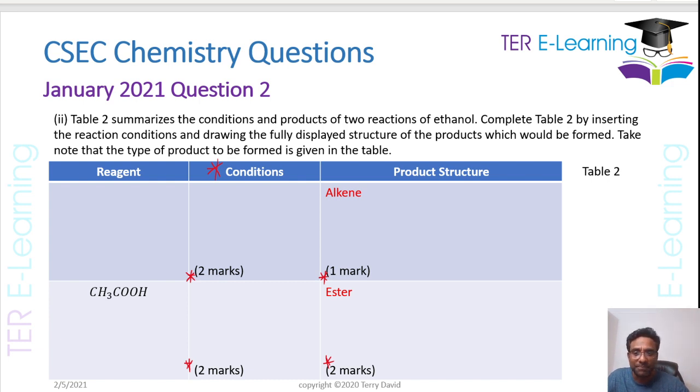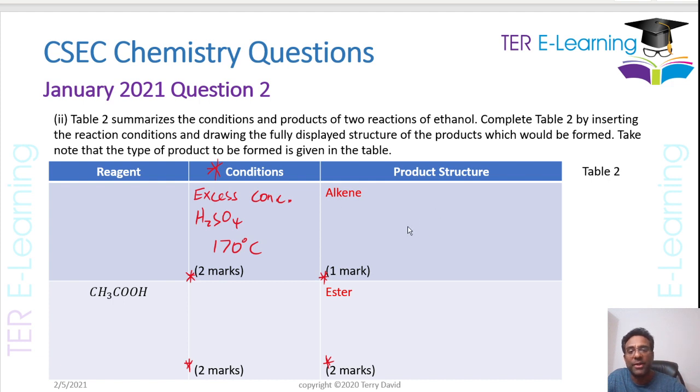Now, here's what we need to do. Our conditions for this reaction are excess, right? Concentrated, you need to put this, concentrated sulfuric acid, right? So it's concentrated sulfuric acid. And we have a temperature for this as well. Our temperature in this case will be 170 degrees Celsius. So you guys need to know these temperatures. So what CXC will probably do is give you 1 mark for saying excess concentrated sulfuric acid, and another mark for the temperature, which is 170 degrees Celsius, right?